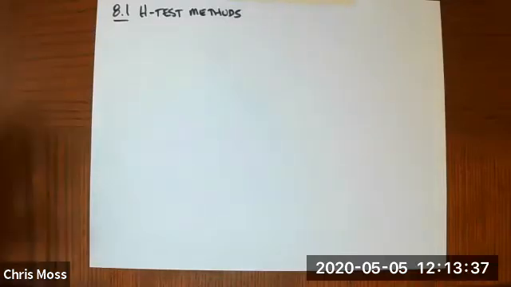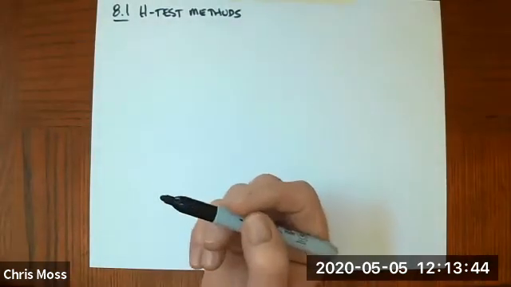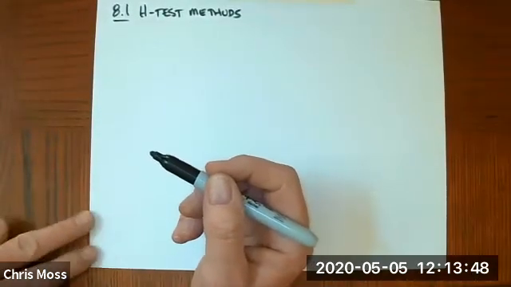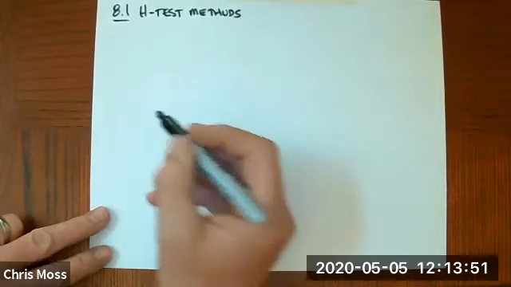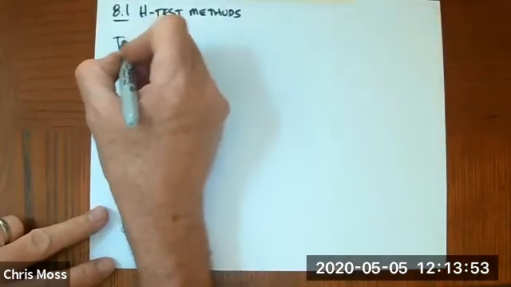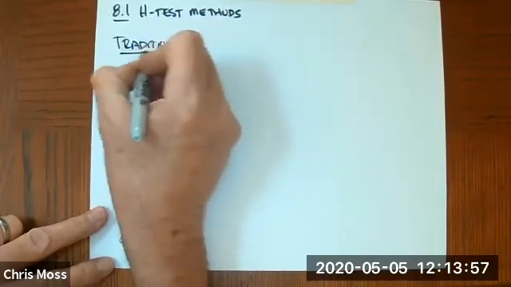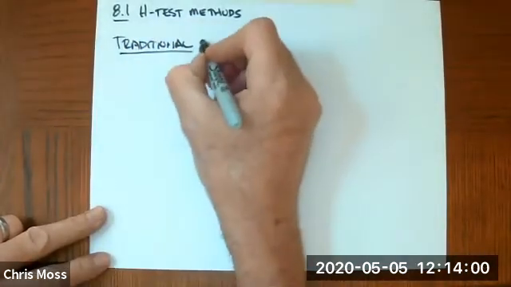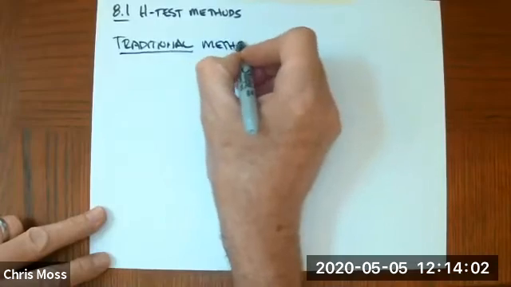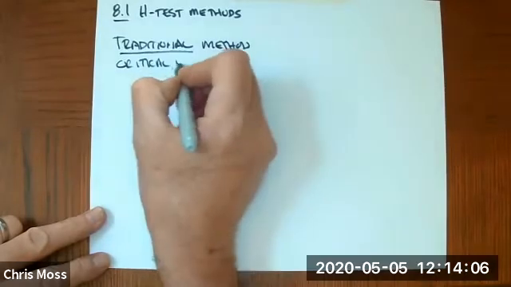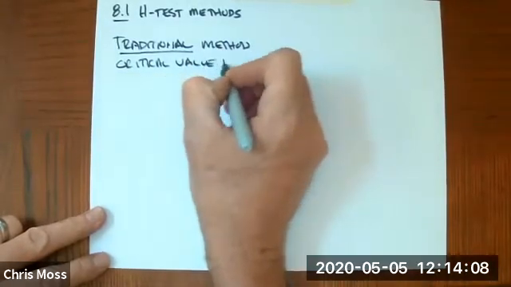All right, 8.1, hypothesis test methods. At the end of the day, we have two distinctly different approaches. They are utterly and completely equivalent, but they are two different approaches, and they each actually have their place. The first method is what we call the traditional method. And as you might imagine, this traditional method has been around for a while. It's also called the critical value method.